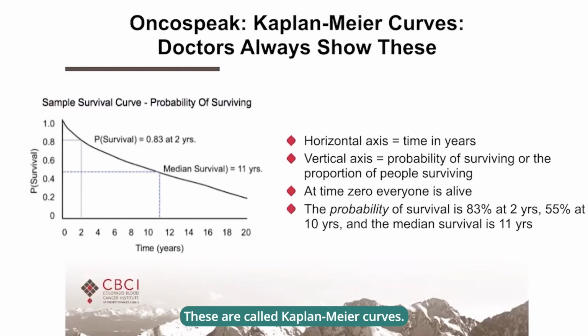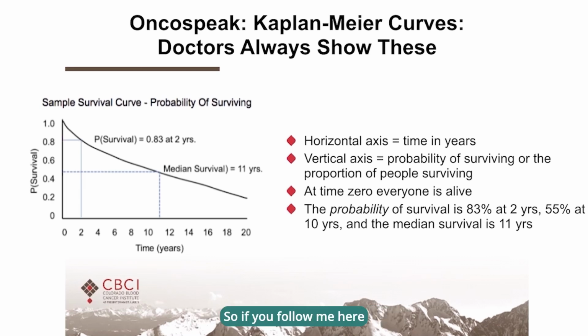These are called Kaplan-Meier curves, and it's hard to go to any kind of talk in any kind of medical situation and not have a doctor show you a Kaplan-Meier curve. What are these? These are estimates of developing or having a problem over time.